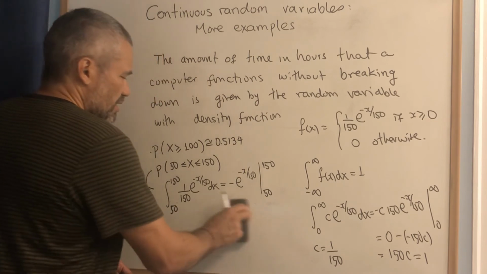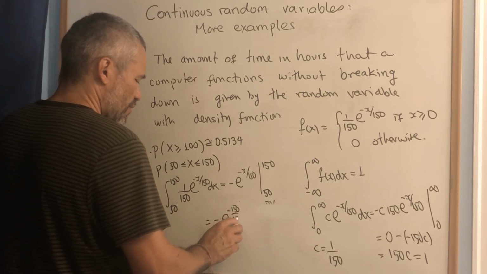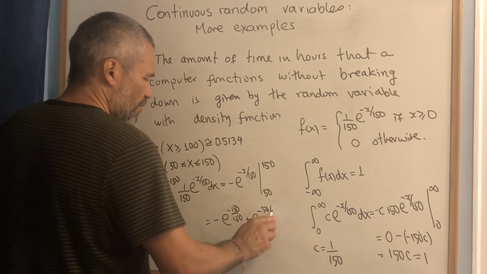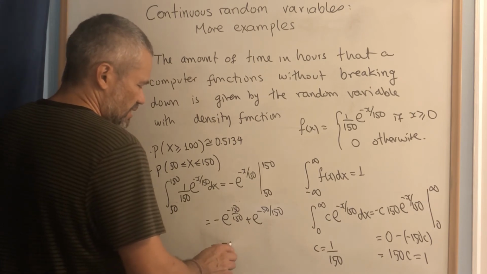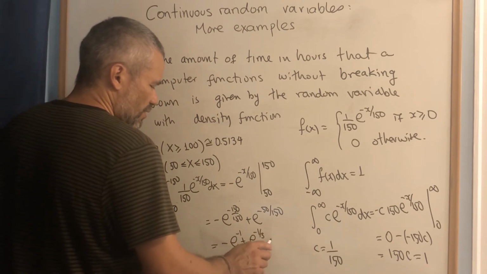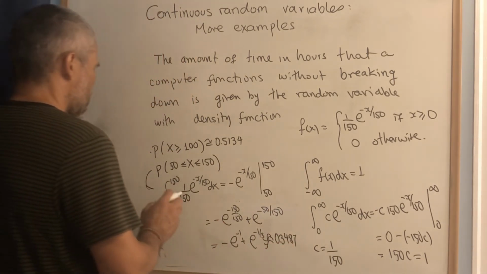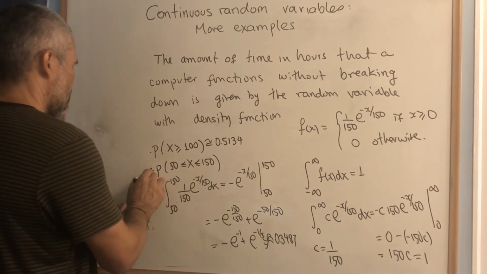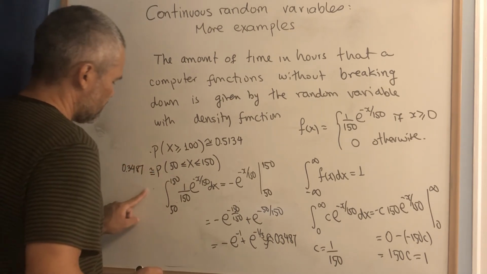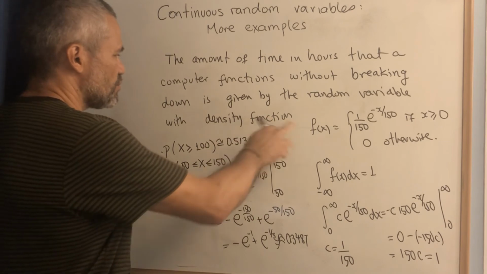The answer is going to be negative e to the negative 150 over 150 plus e to the negative 50 over 150, and this is negative e to the negative 1 plus e to the negative 1/3, which is approximately equal to 0.3487. Then this probability here is approximately equal to 0.3487. Just as an example, let's compute the cumulative distribution for this density function.